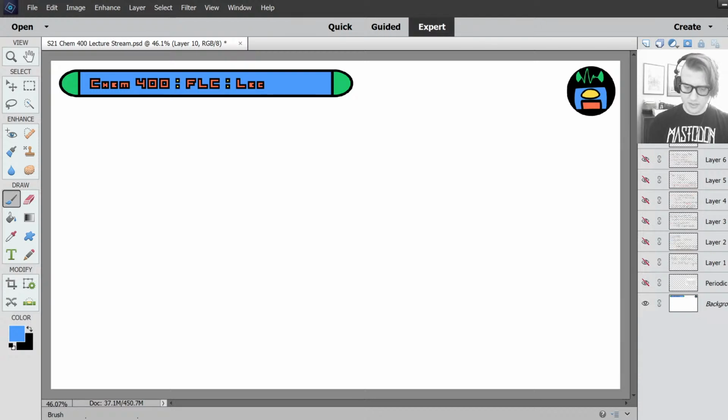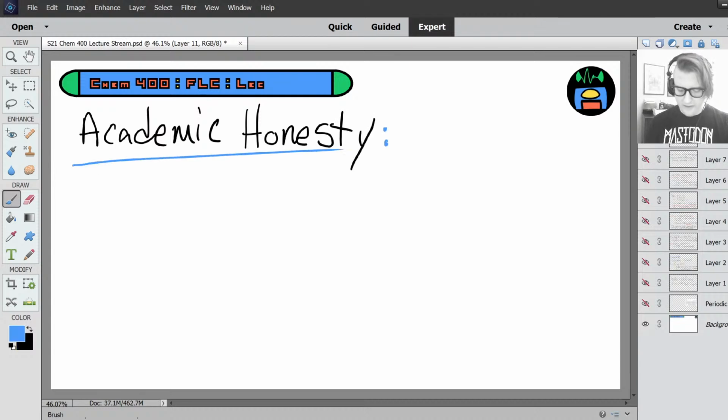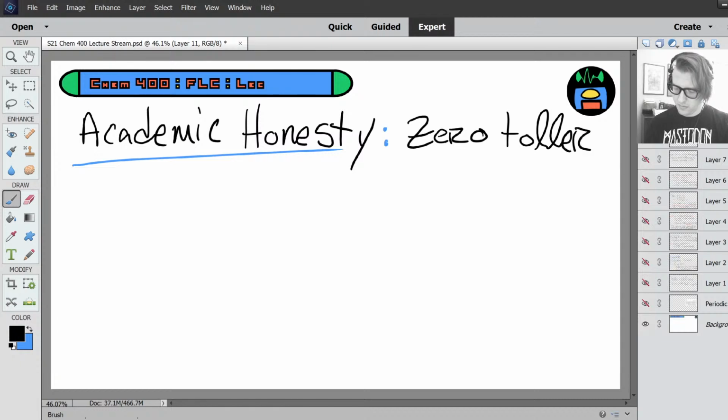Let's talk about academic honesty. All right, we have a zero tolerance for plagiarism or academic dishonesty of any kind. Any offense will result in a 0 on the assignment, and may result in an F in the class. Academic dishonesty will be reported to the dean. Probation, suspension, or expulsion may result.